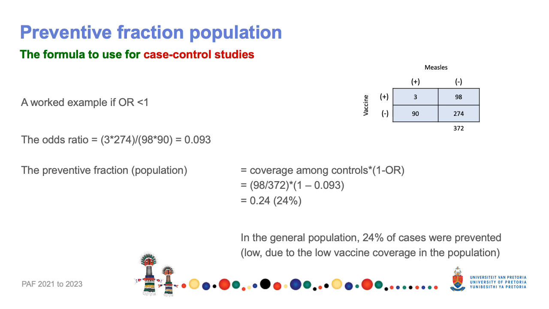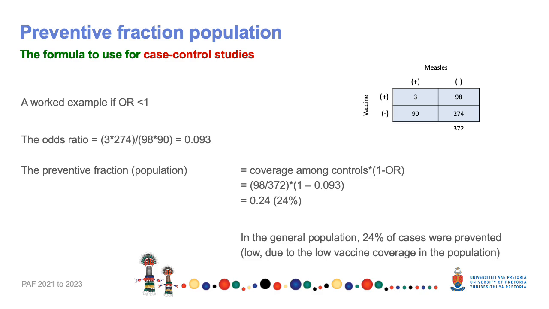Now, what do we do if the odds ratio is less than 1? In other words, the exposure is preventive. For example, our vaccine and measles. Well, now, we're no longer going to do the population attributable fraction because that's not meaningful. We're going to rather look at the preventive fraction in the population. And for this, we need to know the odds ratio, which comes to 0.093. You can see I've worked it out for you here.